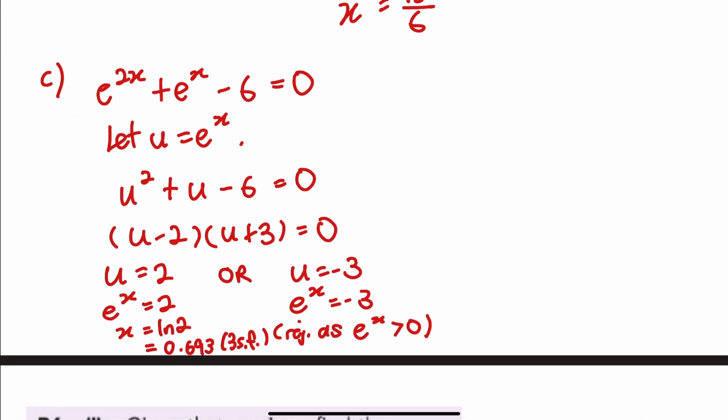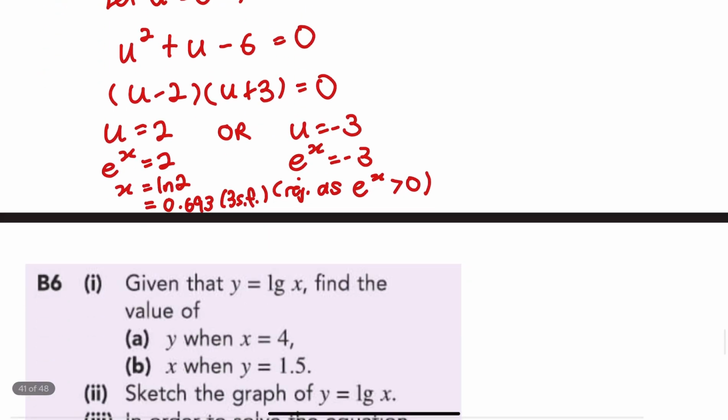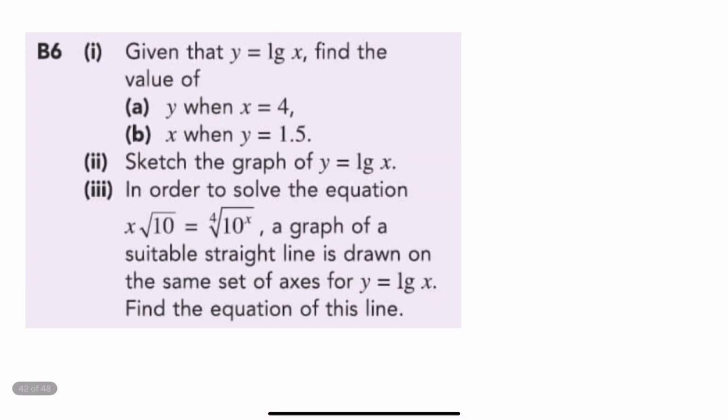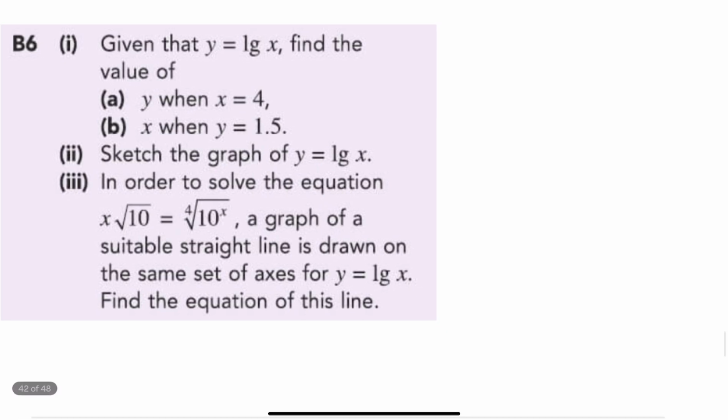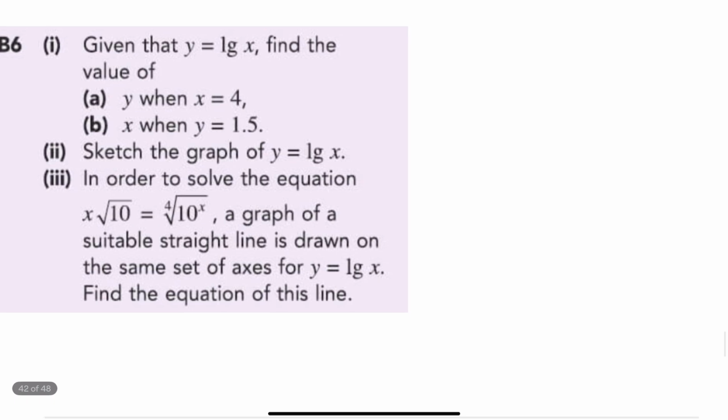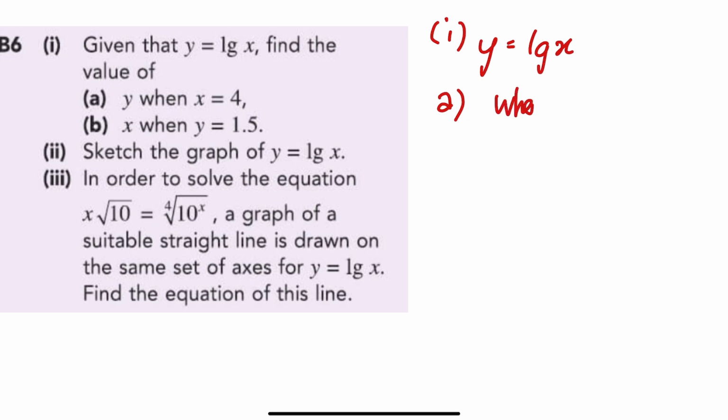And this is for question 5. Now let's move on to question 6. Find the value of y when x equals 4. Very simple. Part 1, y equals log x. Part A, when x equals 4, just substitute in: y is equal to log 4. Rounded off to 3 significant figures, it is 0.602.